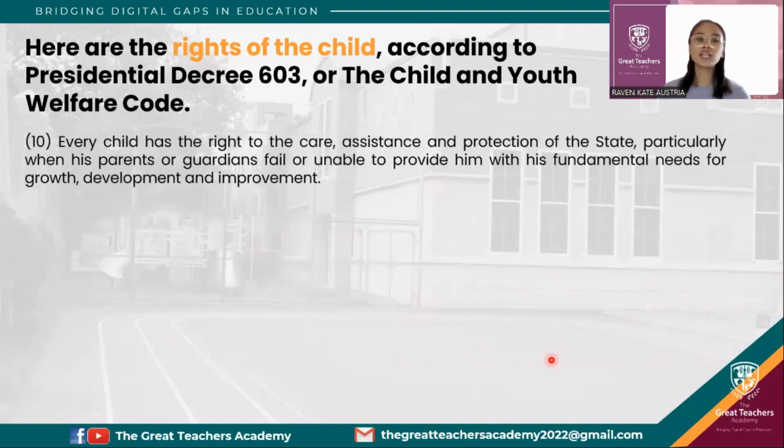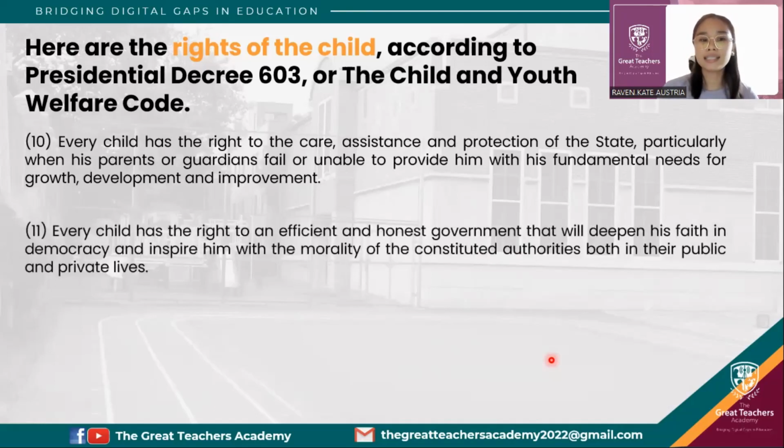Number 10, every child has the right to care, assistance, and protection of the state, particularly when his parents or guardians fail or are unable to provide him with his fundamental needs for growth, development, and improvement. So kapag hindi na tayo kayang buhayin ni parents or ni guardians, nandyan ang gobyerno or ang government para magbigay ng care, assistance, and protection.